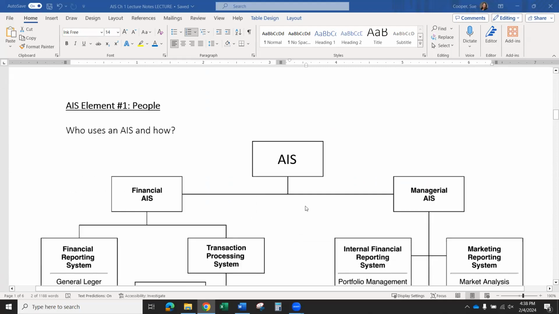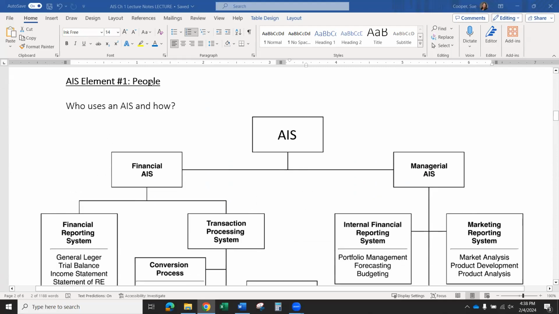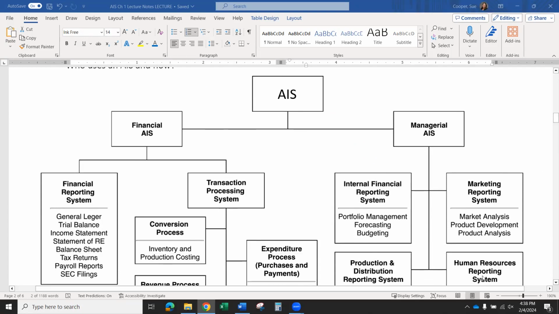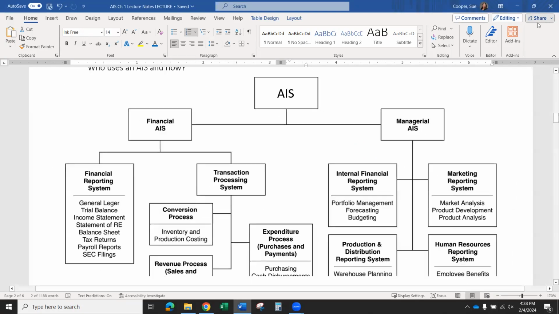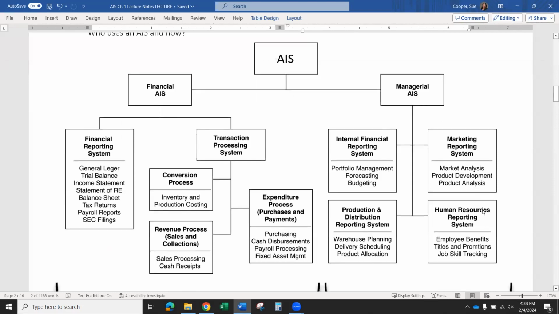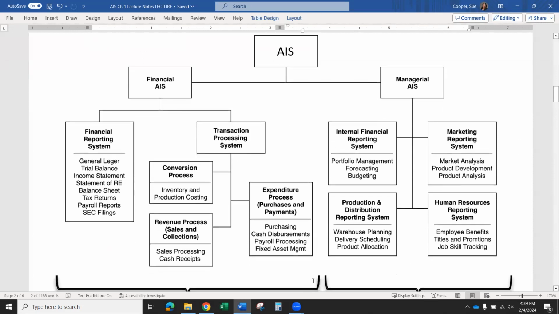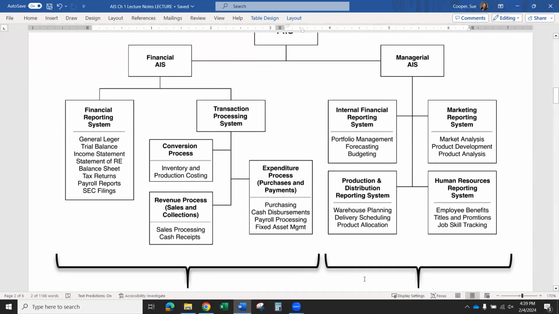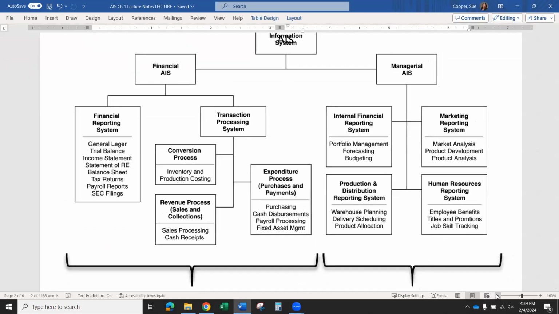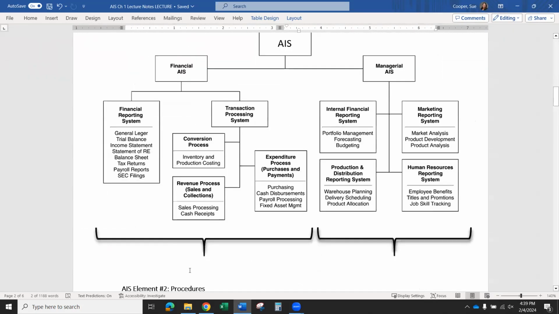So at the top of page 2, you'll see AIS element number 1, people. Who uses AIS and how? I've broken this down in this model by a differentiation between financial information systems and managerial. So financial accounting versus managerial accounting. And the difference between these two is GAAP and non-GAAP. So if you're doing financial accounting, we learn to follow GAAP.